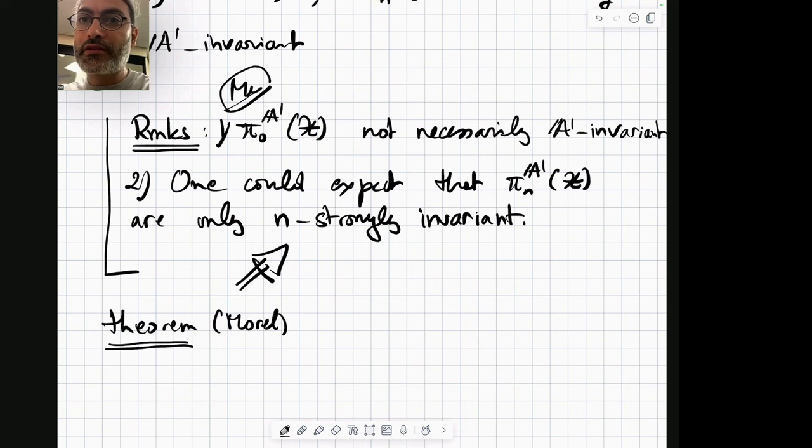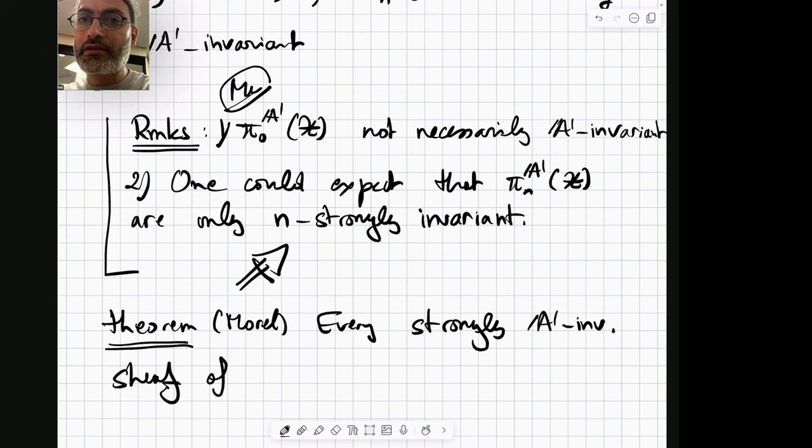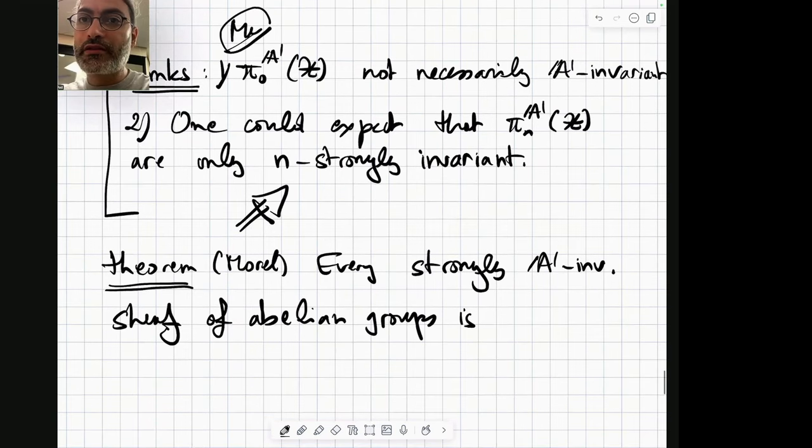In fact, there is no need to define these notions for every n, because every strongly A1 invariant sheaf of abelian groups is automatically strictly invariant. So this notion of n-strongly invariant is kind of redundant. There are only two possible things: you could be strongly invariant for a non-abelian sheaf of groups, but if you are abelian, you are immediately the best thing you can hope for, which is strictly A1 invariant.